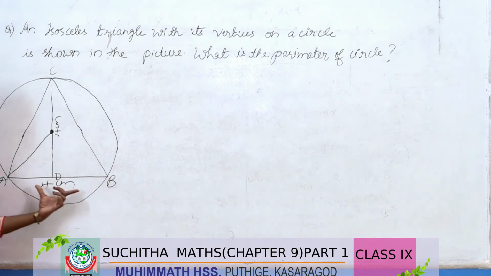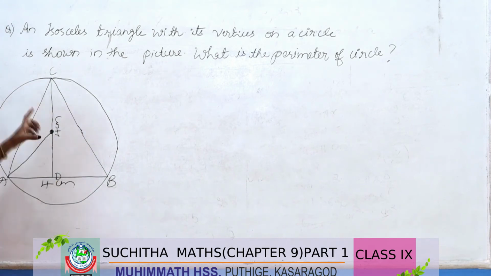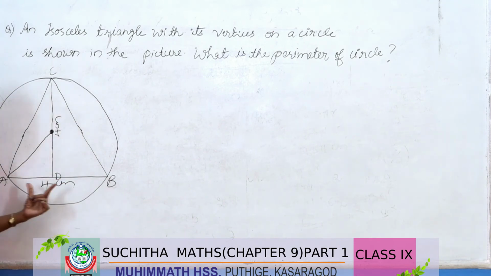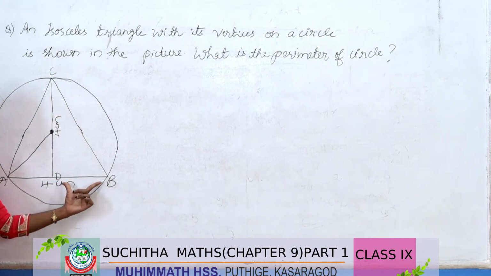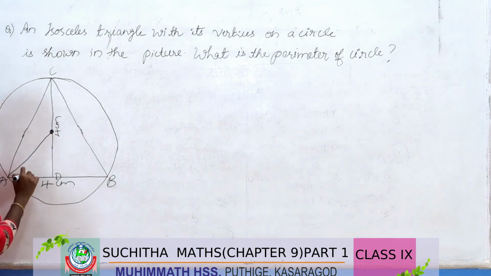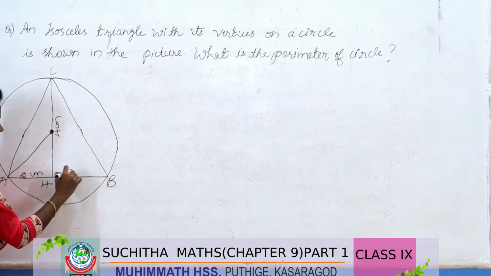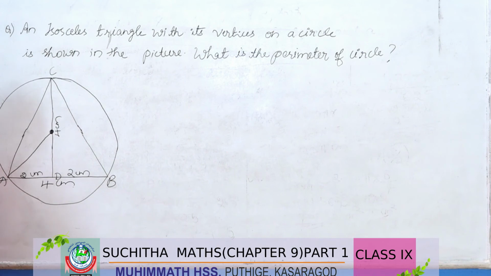The length of AB is given as 4 centimeter, and since ABC is an isosceles triangle, this height, the perpendicular distance CD, bisects the base. That means AD equals BD, so this length is 2 centimeter. And the height of this triangle is also given, that is CD is 4 centimeter.